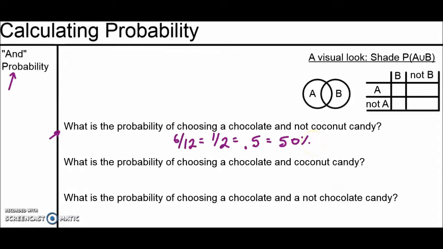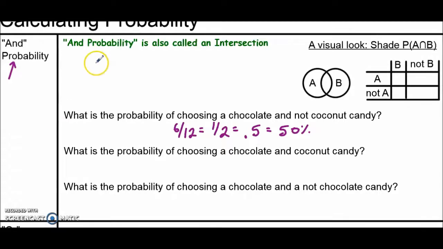Now let's fill in a few of the details here about and probability. Anytime we're looking at and probabilities, we can also use the word intersection. Now this makes sense because when we're finding an and probability, we're literally looking for where the two shaded areas intersect. Now we write the probability of A and B like this: P, parentheses, A, and then the symbol right here. Looks almost like an upside down U or an N, and then B. That symbol right there is the intersection symbol. It basically means and, so A and B are happening.